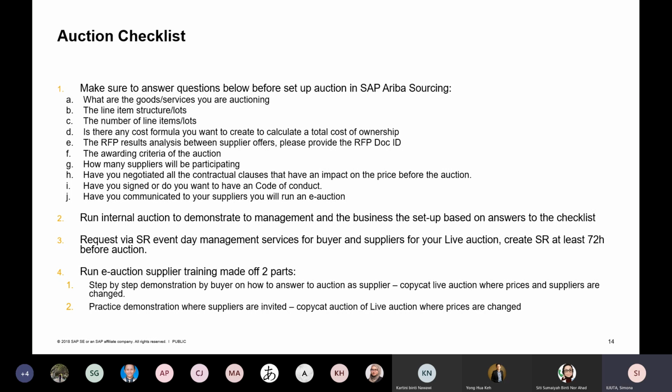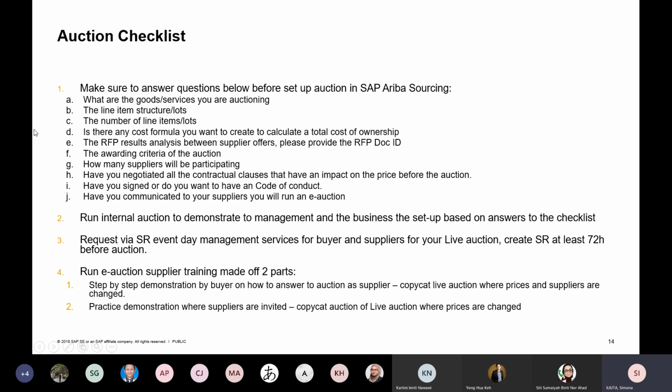What does this mean? It means that for the live auction, you really need to pay attention to this. Live auction must be test project no. And I insist on this because it has happened several times where we had buyers who created a live auction, ran the auction, and it was set to yes. And the buyer refused to recreate it again and resend the invitation because the supplier would be confused.